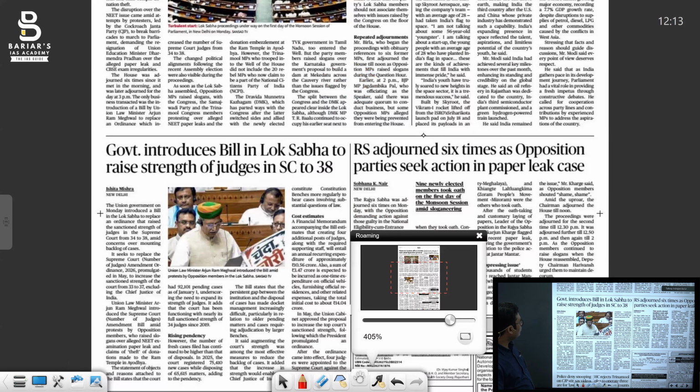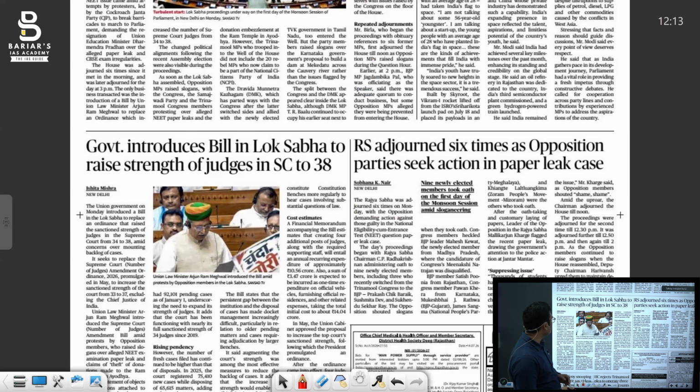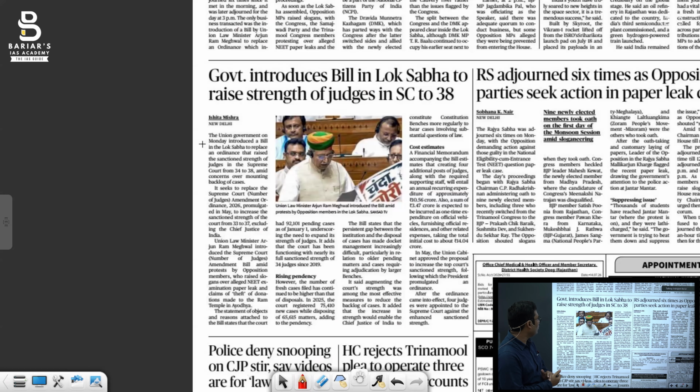So page number 11, the news is: government introduces bill in Lok Sabha to raise strength of judges in Supreme Court to 38. Okay, that is the news. So the bill has been introduced in Parliament to increase the number of judges in the Supreme Court.